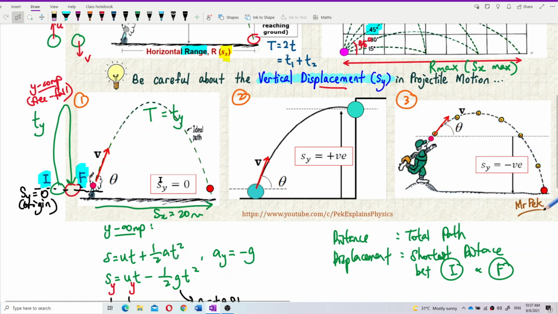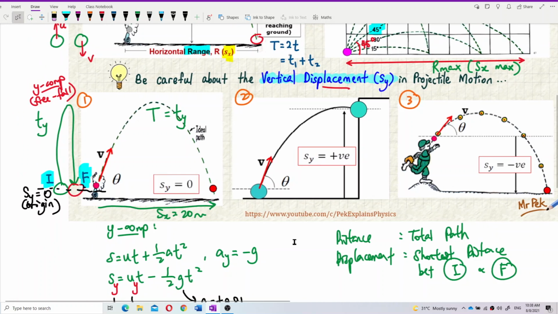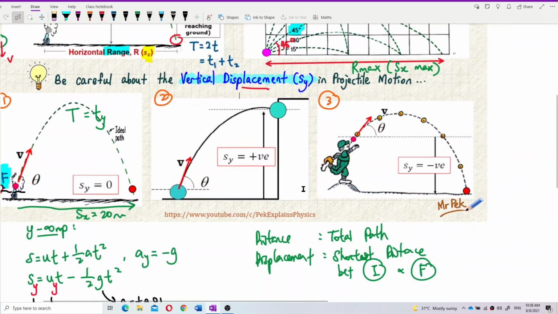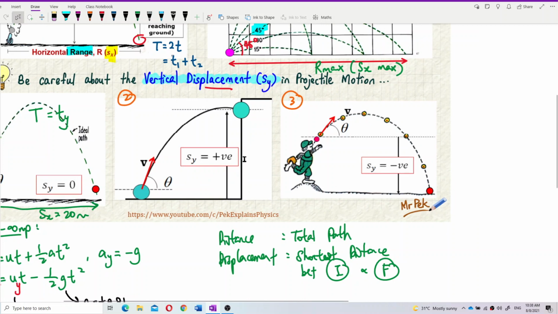Don't add up the going up and going down. No, that's for distance. We are not talking about distance. Sy is for displacement, not distance. We only consider the initial and final point. Now, talking about the second example, the initial point is here.